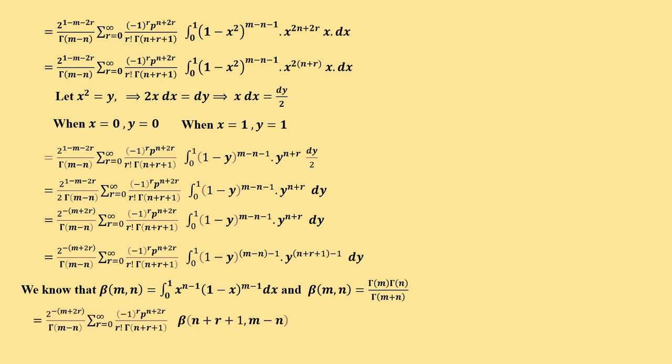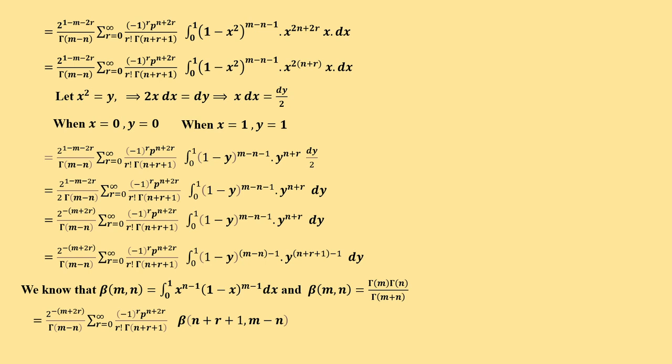And the relation between beta and gamma: beta(m, n) is equal to gamma m into gamma n by gamma(m plus n). So that is equal to 2 power minus m plus 2r by gamma(m minus n), summation r equals 0 to infinity, minus 1 power r, p power n plus 2r by r factorial gamma(n plus r plus 1). So this can be written as, see, 1 minus y power m minus n minus 1, compared with 1 minus x power m minus 1. So instead of x you are having y, instead of m you are having m minus n, and instead of n you are having n plus r plus 1.